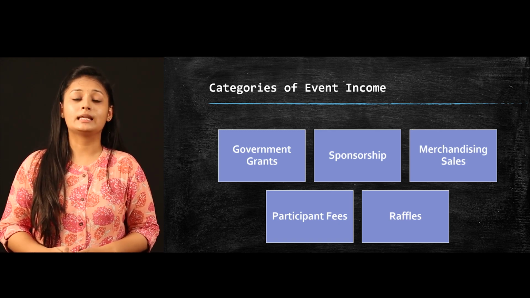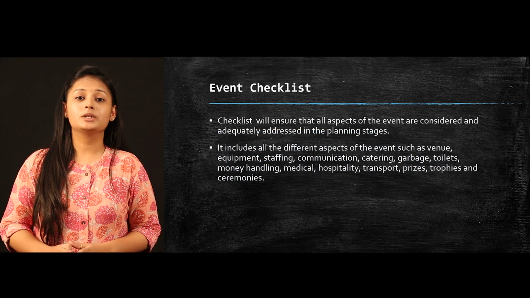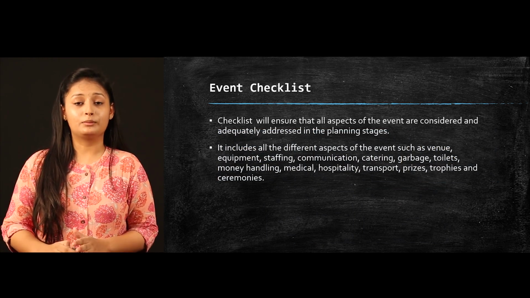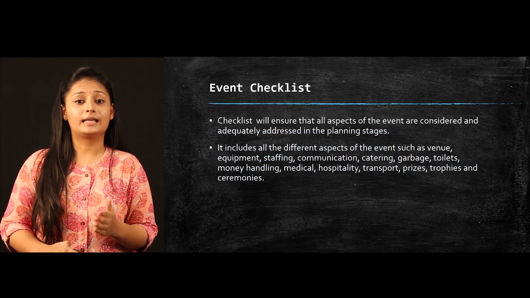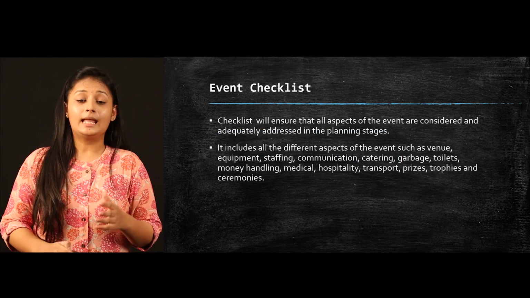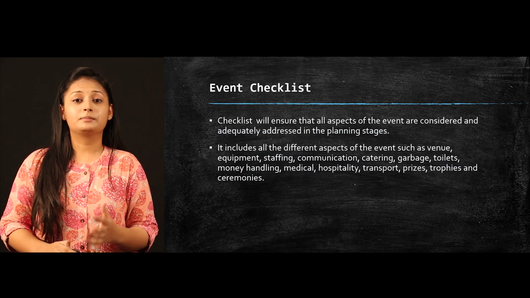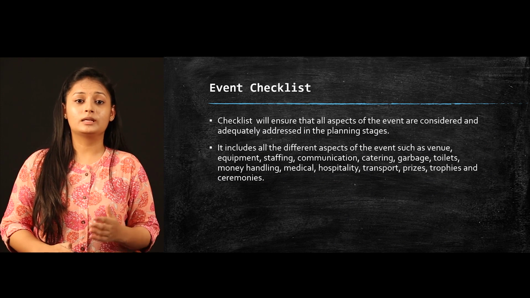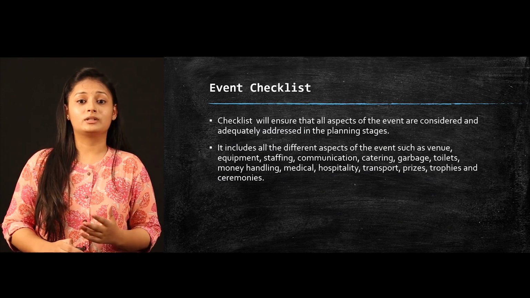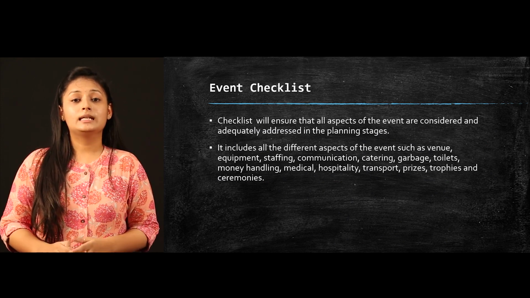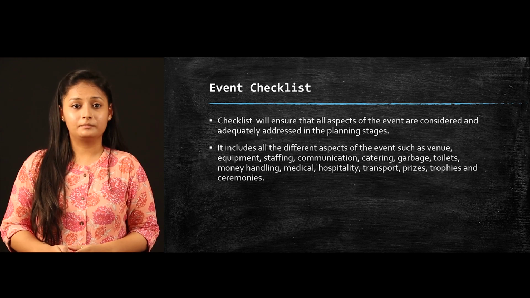Next we move on to the event checklist. A checklist will ensure that all the aspects of the event are considered and adequately addressed in the planning stages. It includes all the different types and aspects of the event such as venues, equipment, staffing, communication, catering. We'll see it in detail in the given example.